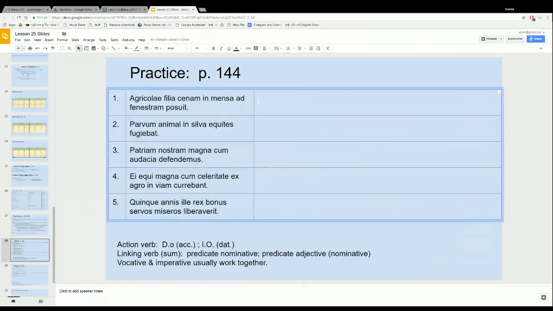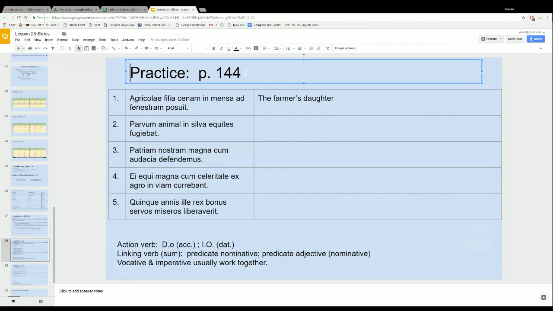All right, let's translate some sentences. Okay, first up is Ella. The farmer's daughter. So yes, the farmer's daughter. So remember, I wrote this down. Well, no, I didn't write it. Okay, let me write it up here.